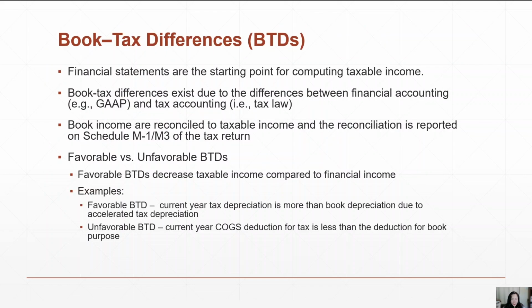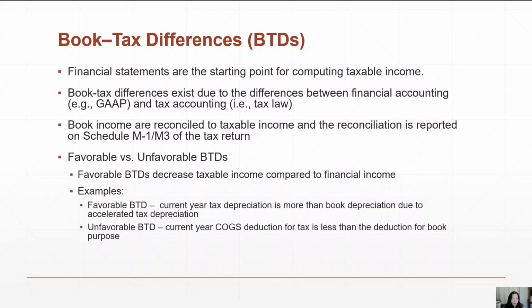Now we're going to get to the book tax differences. What are the book tax differences? The book tax differences exist due to the differences between the financial accounting, in other words, the GAAP-driven net income, and the tax accounting based on the tax law. There is definitely some overlap between the financial accounting rules and the tax law, but there are certainly differences.